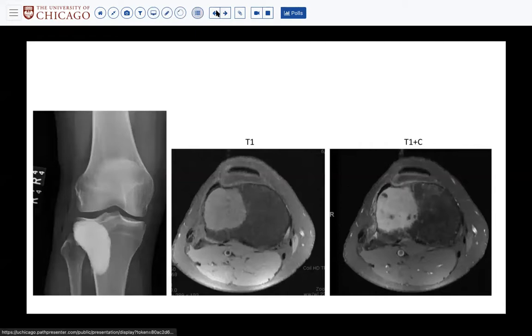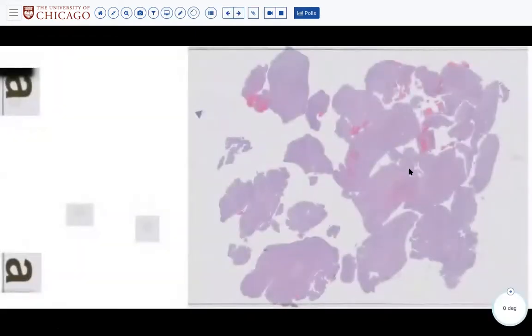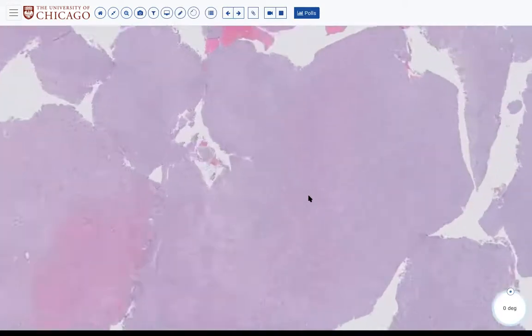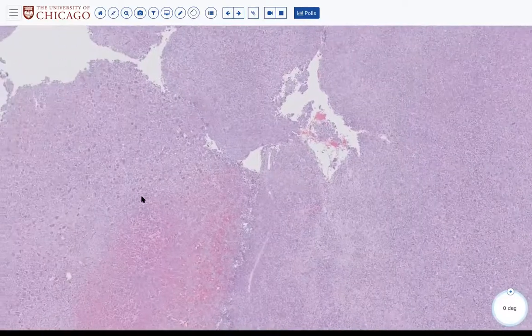Awesome. So here's a nice, large specimen for you guys to look at. I love it when you have so much tissue, right?